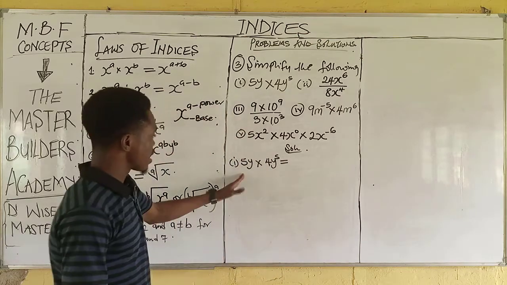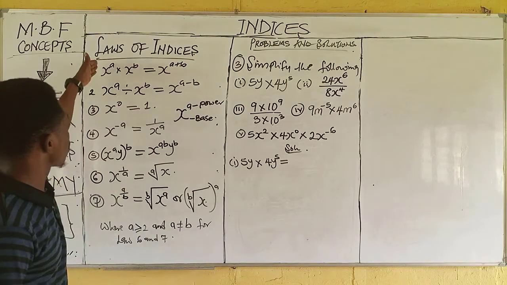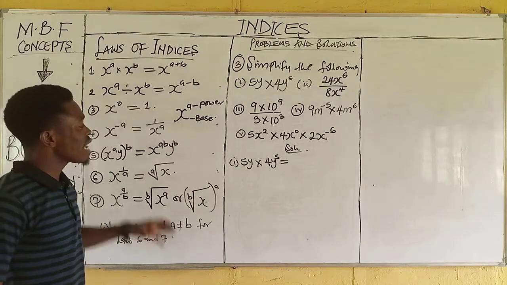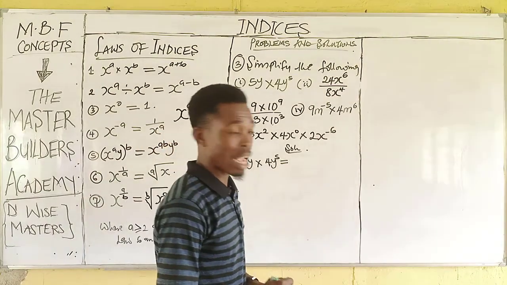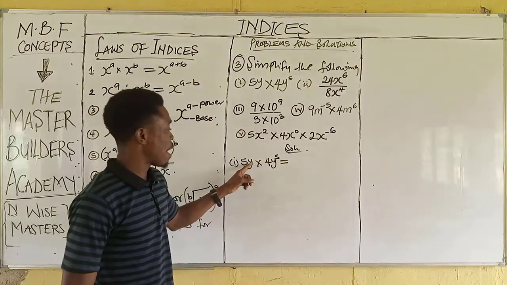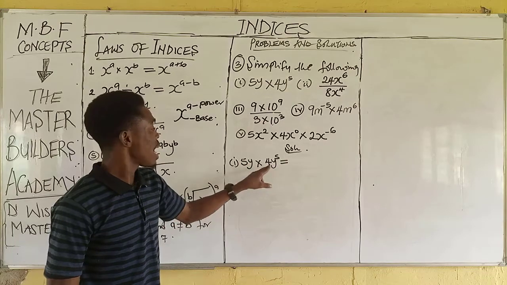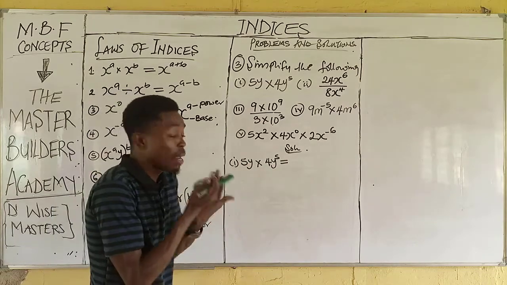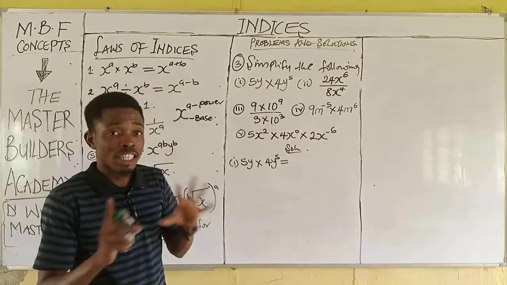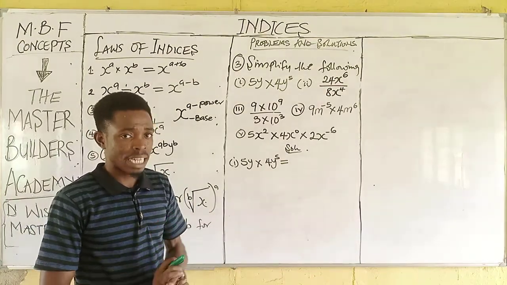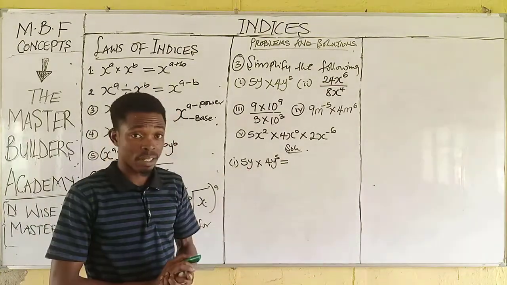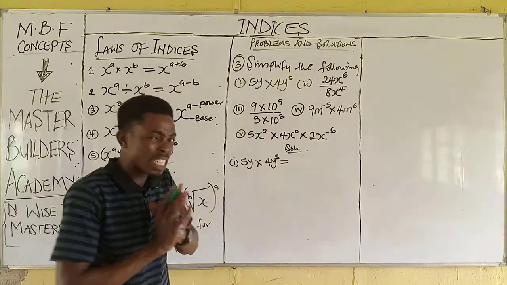Now, when we look at this, comparing this to any of the laws that we have here, we will discover that the laws that we stated here did not have coefficients. Are we there? But this y has a coefficient here, and this other y has a coefficient, and they are being multiplied. All I need to do first is to separate the numbers from the letters, because these are alphanumeric terms. Are you there? Separate the numbers from the letters.